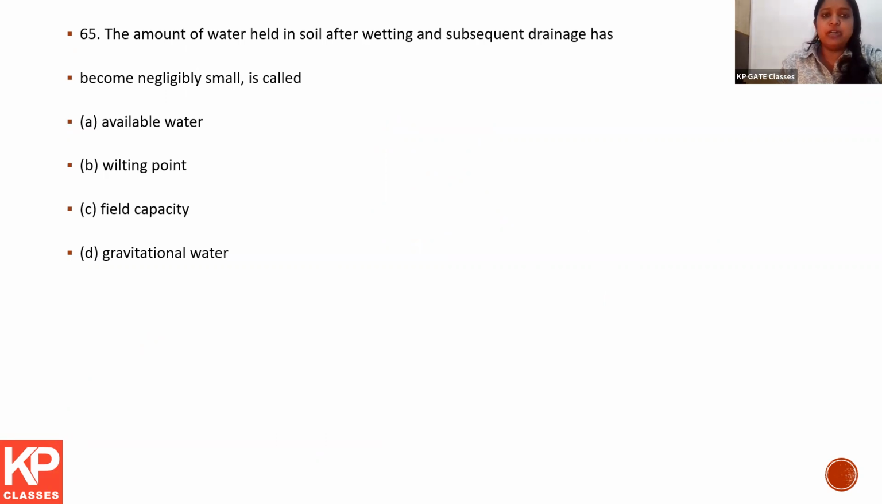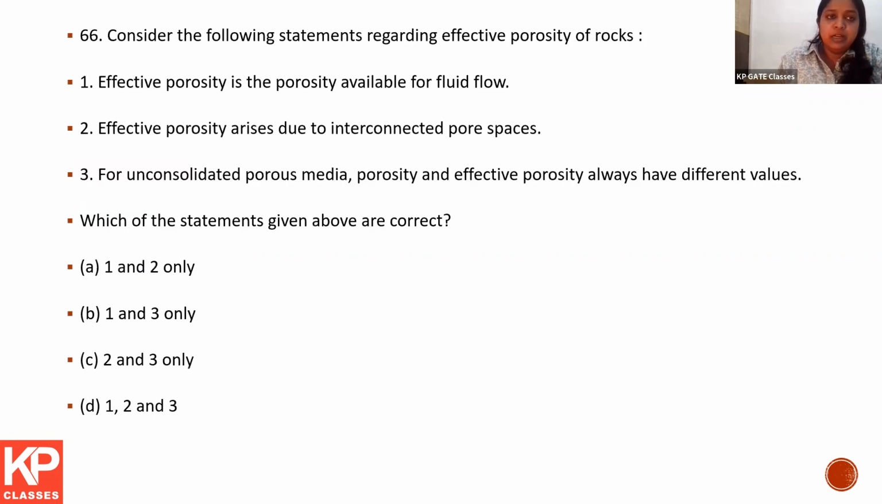Now, the amount of water held in the soil after wetting and subsequent drainage has become negligibly small is called as, so the answer is wilting point. We know wilting point is when subsequent drainage is not possible. It becomes negligibly small. So the answer is wilting point.